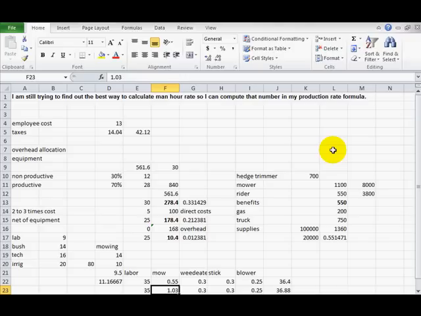Let me just take one more stab at this question from a different direction. Your question: I am still trying to find out the best way to calculate man-hour rate so I can compute that number in my production rate formula. So here's a different way to look at this problem. Let's just say you look around the marketplace and you theorize they're selling time at $35 a man hour for mowing a yard. And let's just use one guy. One guy goes out to the property at $35 an hour.